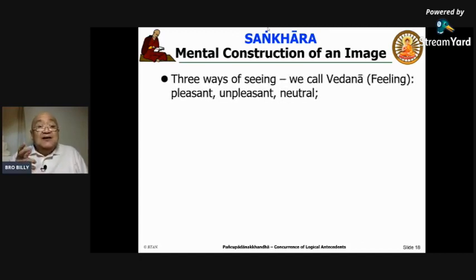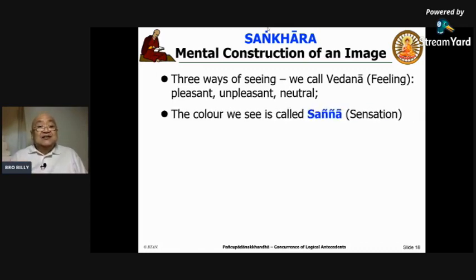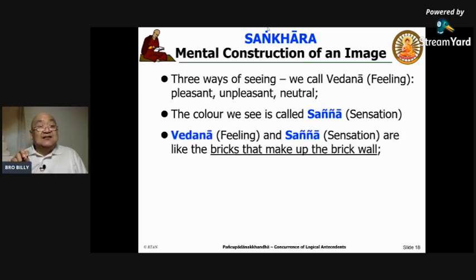So Bhante said 3 ways of seeing. He was referring to the 3 feelings, whether it is pleasant, unpleasant, or neither pleasant nor unpleasant. Actually, a lot of people use the word neutral. I don't like to use the word neutral. It's actually not neutral. There is no neutral feeling, so to speak. It is pleasant or unpleasant, or neither pleasant nor unpleasant, right? But they use the word neutral to call that, right? So the color we see is sensing. This color is sensation, Saññā, and our nervous system reaction to that is the feeling, the Vedana.